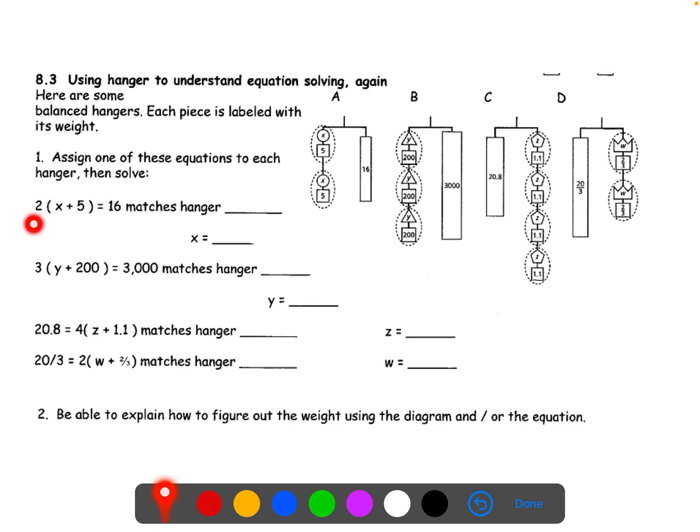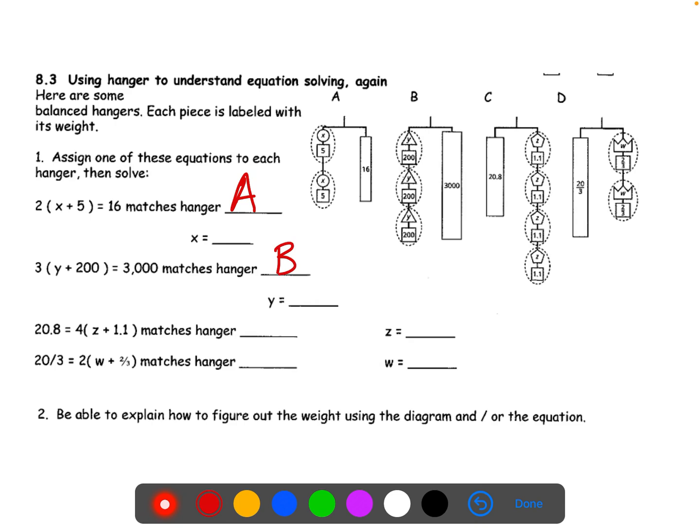So this one, 2 groups of x plus 5 equals 16. Now, it'd be pretty clear looking at these 4 diagrams, we only have 1 equal to 16, and then we definitely clearly have 2 groups of x plus 5. So A is definitely a match to this situation. Okay, if we continue on, we have 3 groups of y plus 200, 3 groups of y combined with 200 equals 3,000. That's definitely B.